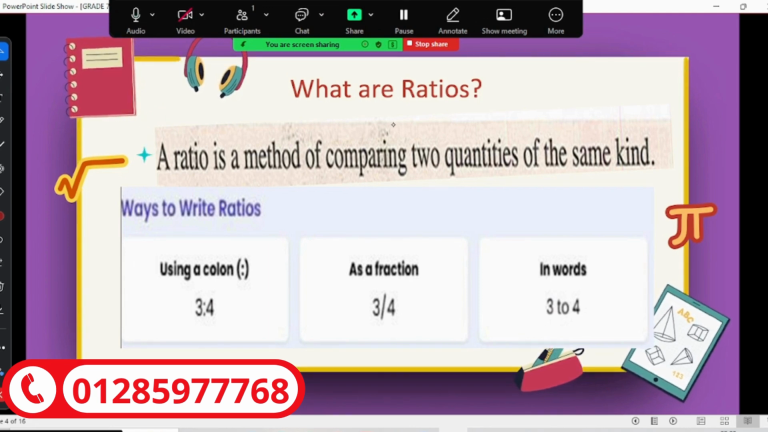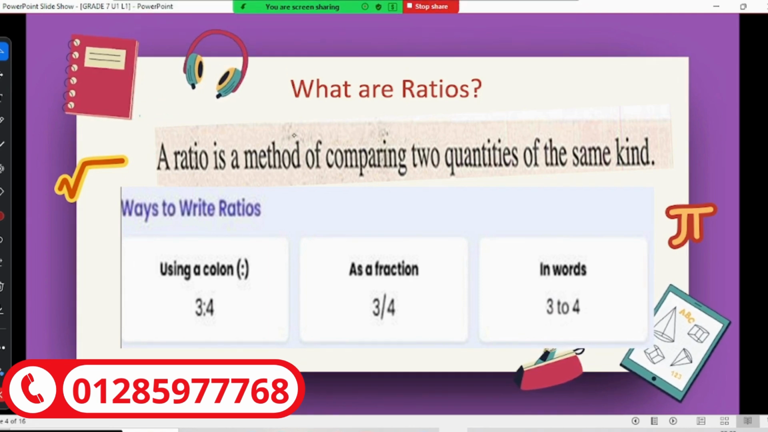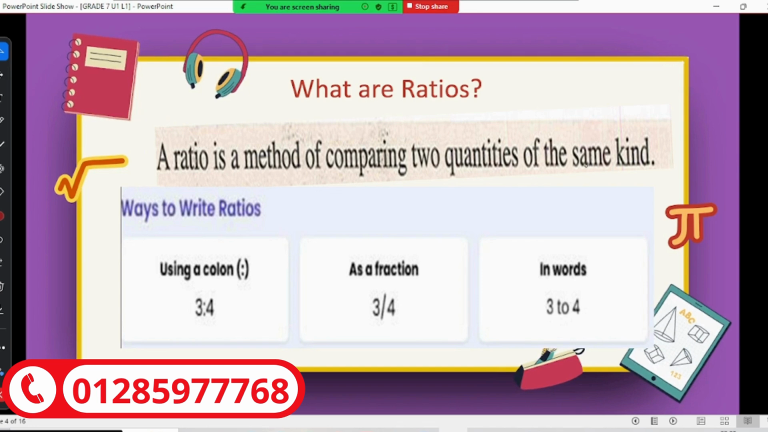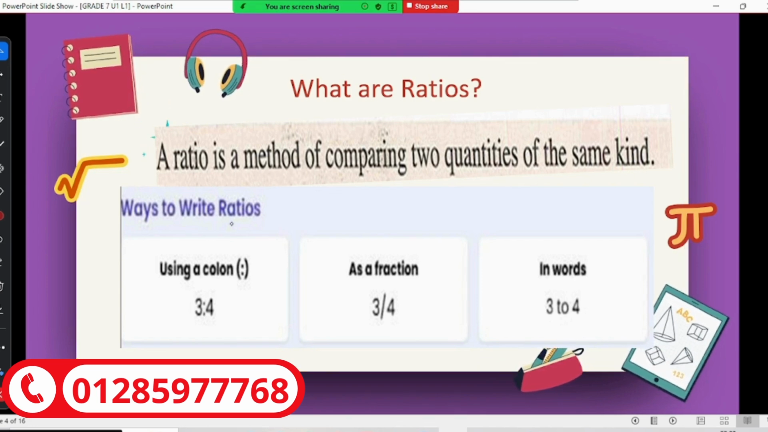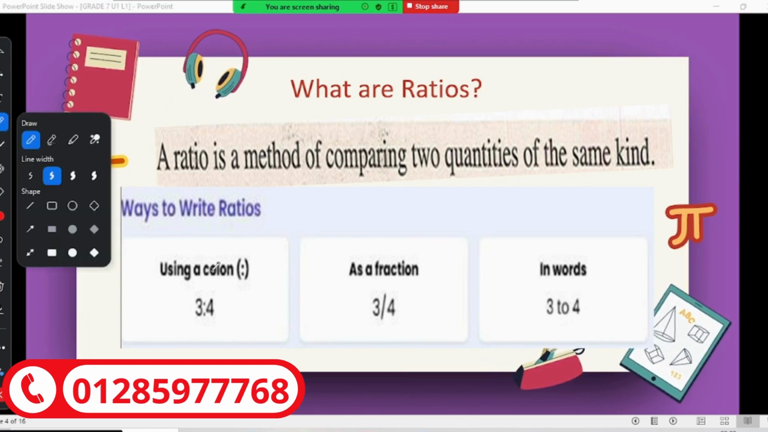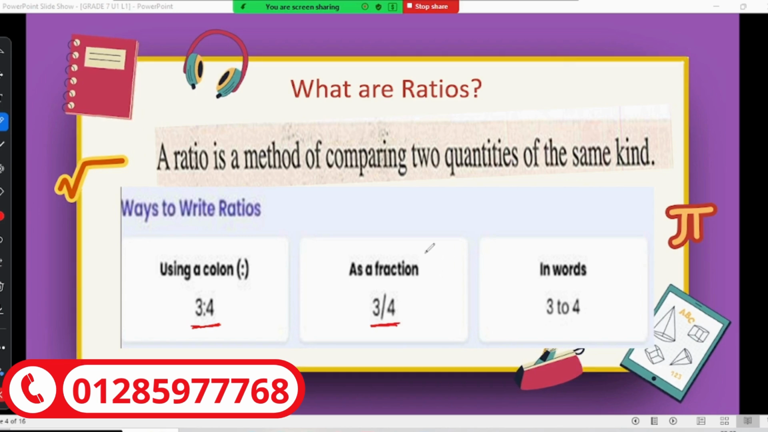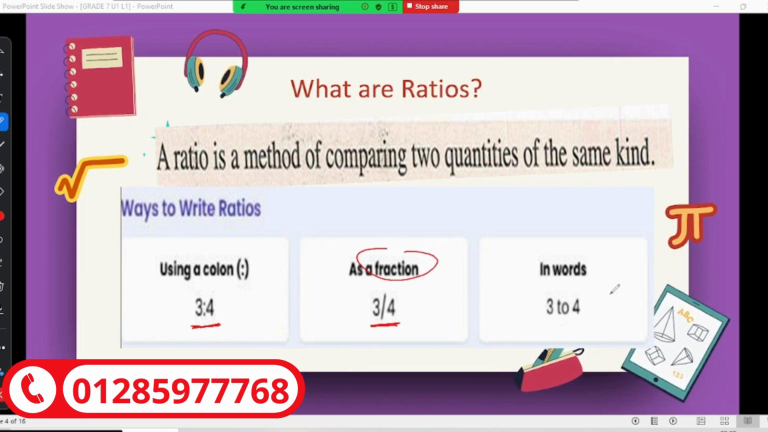We want to revise what a ratio is. A ratio is a method of comparing two quantities of the same kind. We can write the ratio in three ways: 3 to 4, or 3 over 4 as a fraction, or 3 to 4 in words.